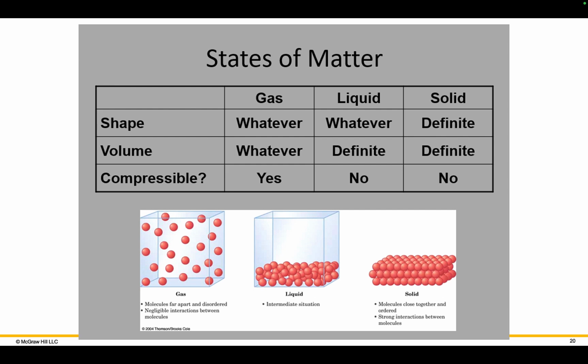So just to summarize the states of matter, and I know you talked about these with Dr. Smith when she so graciously filled in for me, a gas is going to take whatever shape and volume of its container, and it's also going to be compressible, which just means I can take the container that it's in and shrink it down, and I'll be able to do that. A liquid is going to take the shape of its container, but it has a definite volume.